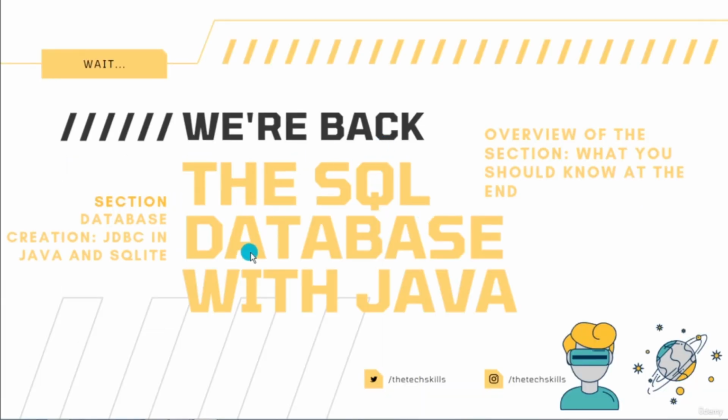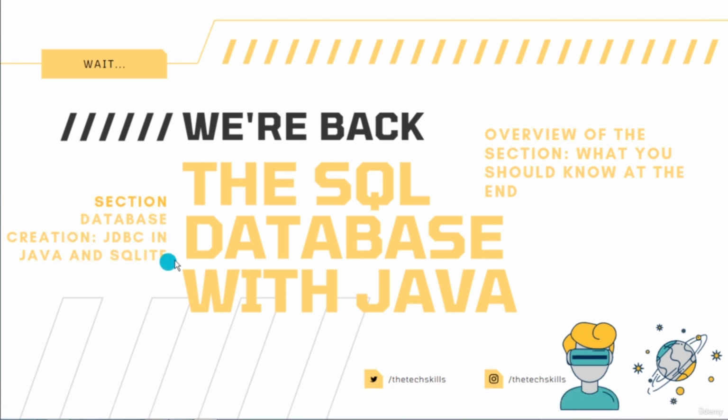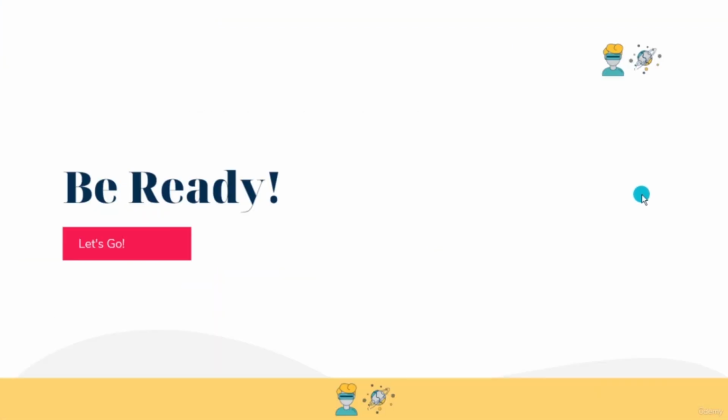We are back to the SQL Database with Java course by the Tech Skills. We are in the section of database creation, JDBC in Java and SQLite. This lecture is about an overview of the section, what you should know at the end. So be ready and let's go. In this section, basically we're going to start integrating the SQL that we learned using the command prompt with Java. So we're going to be creating Java applications that have support to SQLite databases.